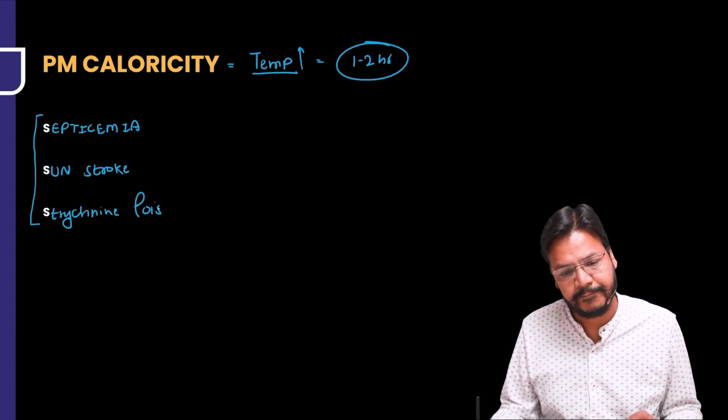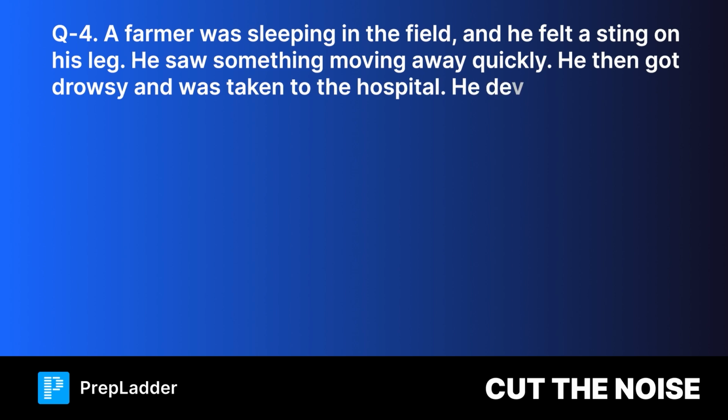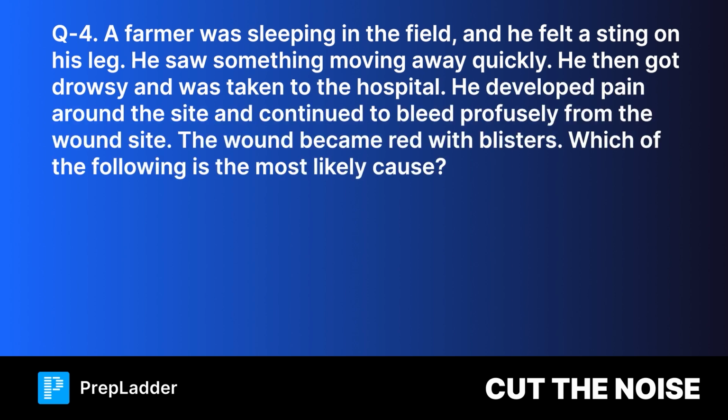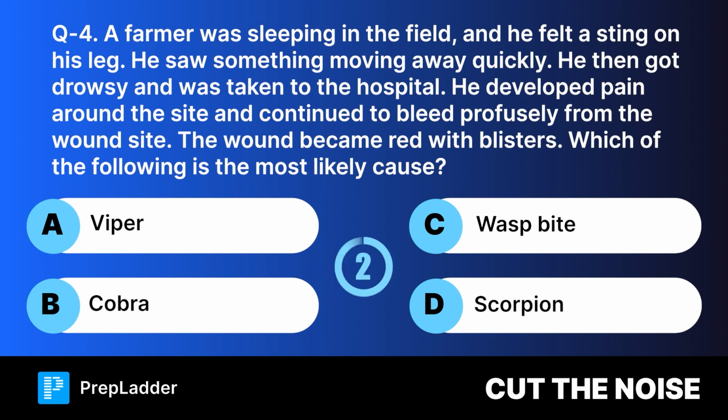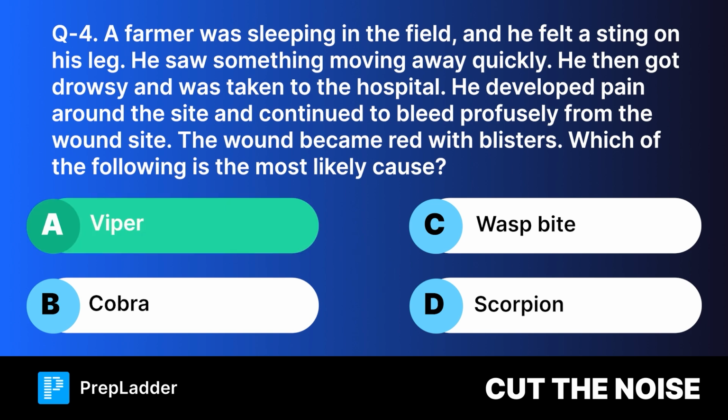Question 4. A farmer was sleeping in the field, and he felt a sting on his leg. He saw something moving away quickly. He then got drowsy and was taken to the hospital. He developed pain around the site and continued to bleed profusely from the wound site. The wound became red with blisters. Which of the following is the most likely cause? Your options are, and the correct answer is viper.